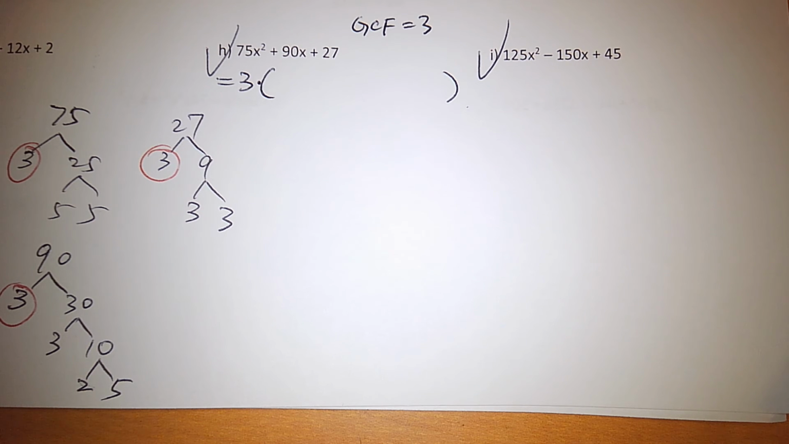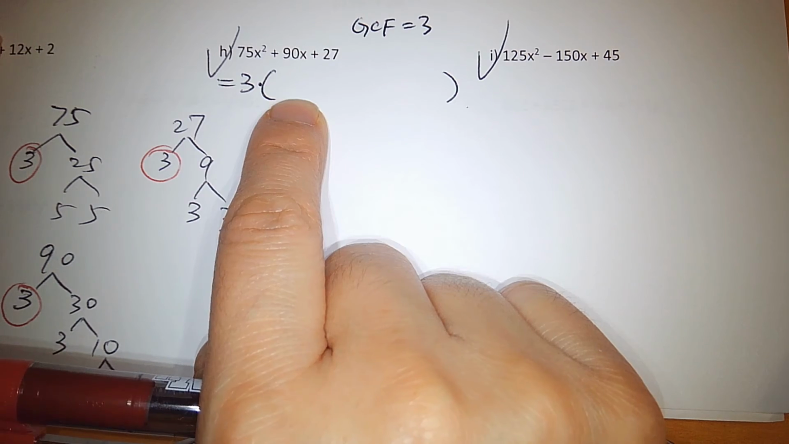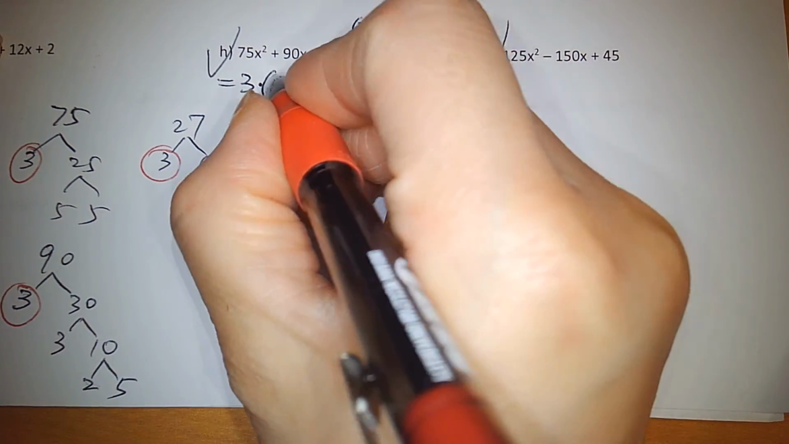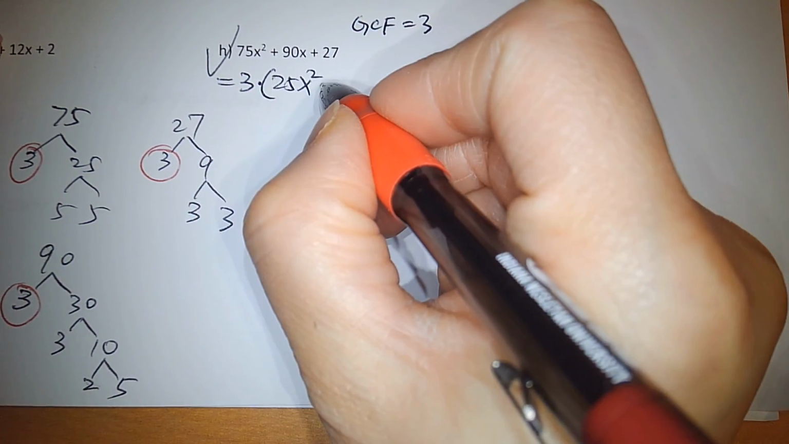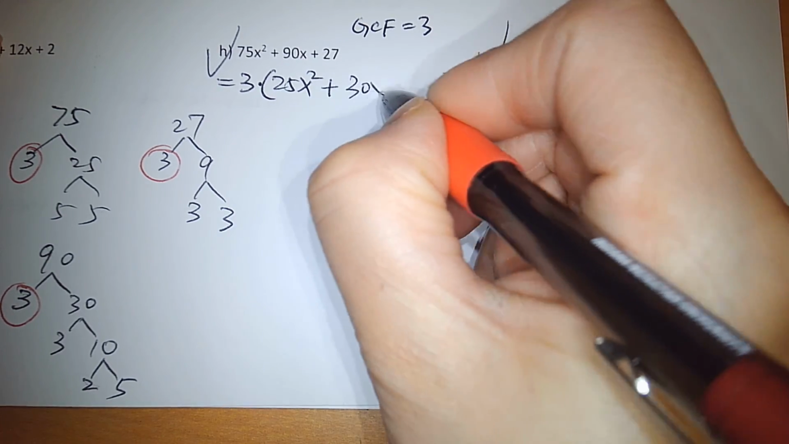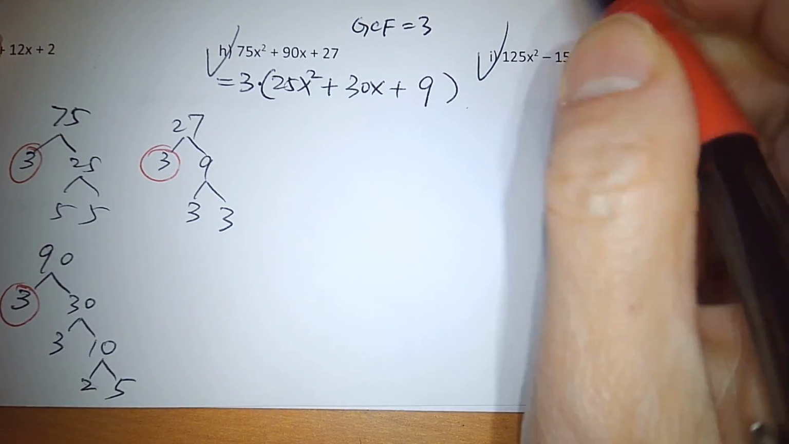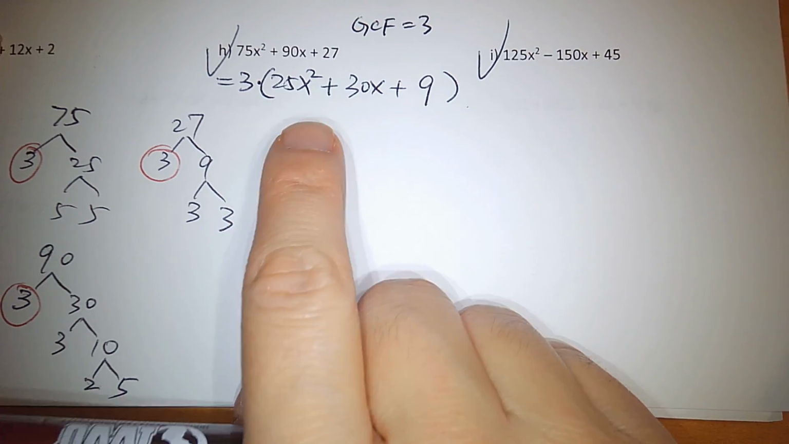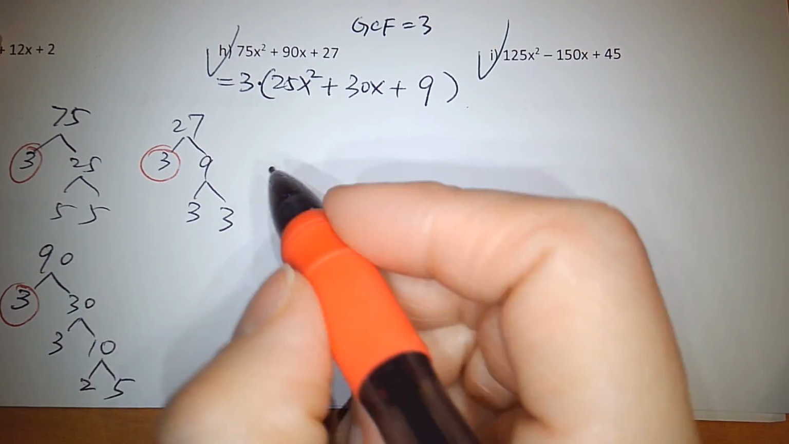Inside the parentheses, Cameron? I put 25x squared. Okay. I put positive 30x plus 9, yes, good. And then are we able to factor this trinomial?